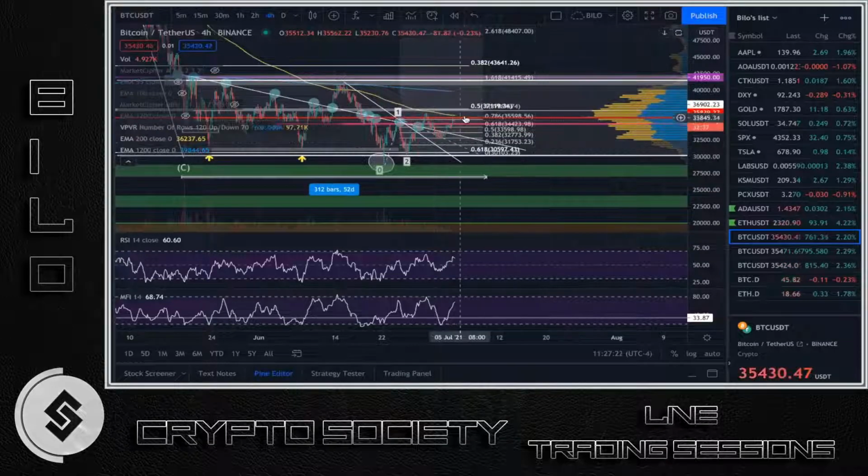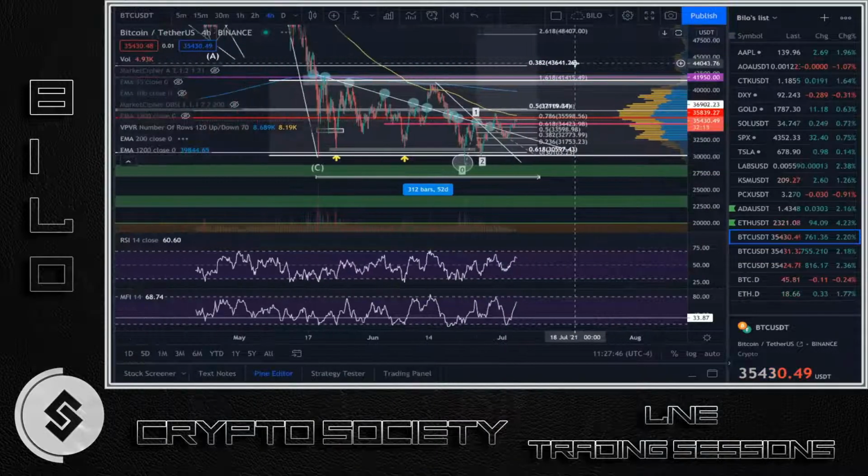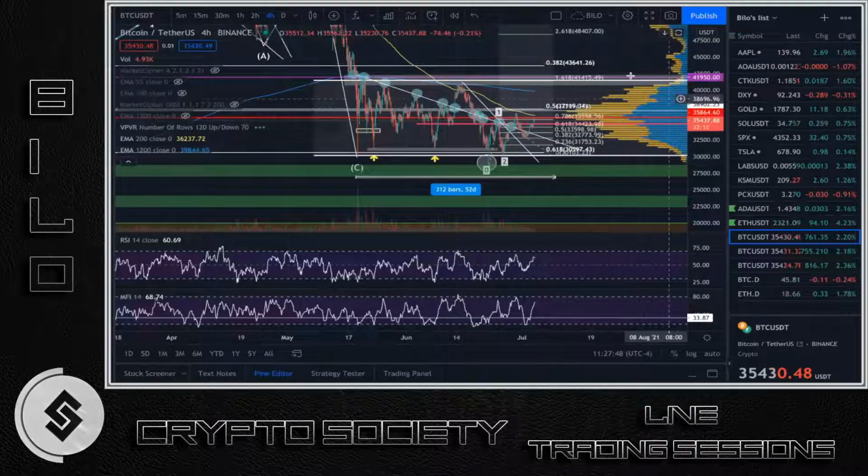So first target, the yellow line, which is the 200 EMA on the 4-hour chart. The next target, there are other targets, but I mean main targets. The next target, the blue line, which is the 200 EMA on the daily or the 1200 EMA on the 4-hour chart, followed by the purple line here, which is the previous wave 3, the top of wave 3.